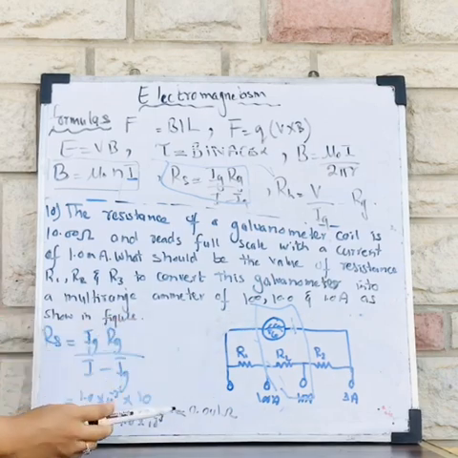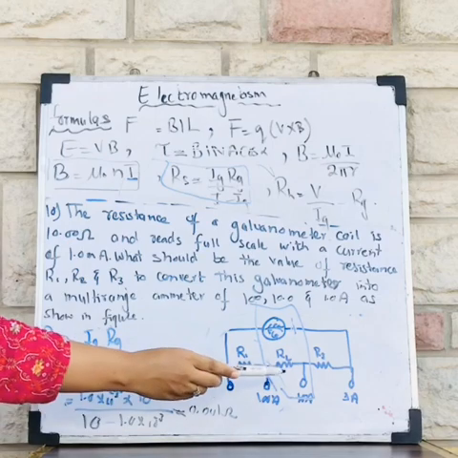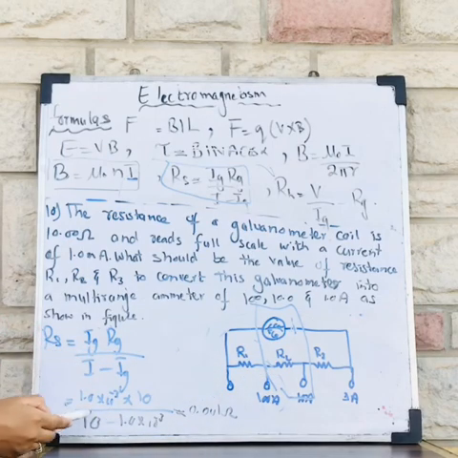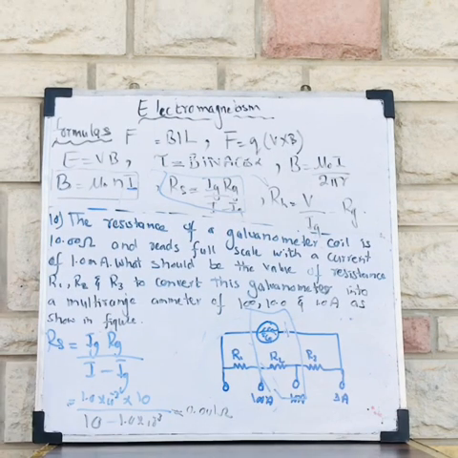Similarly, you can calculate the value of the shunt resistance for R3. Just change the value of I: instead of 10, write 1. And the last one is homework for you: the shunt resistance when applying 1 ampere current.